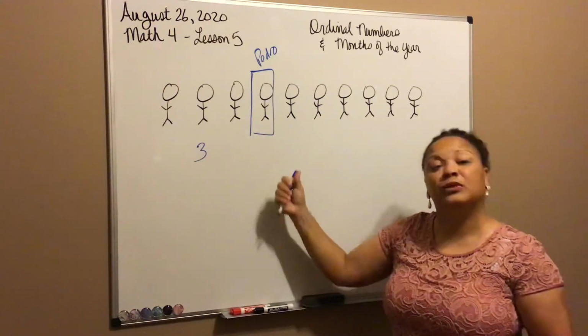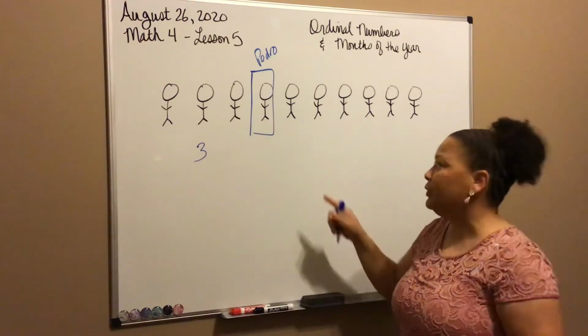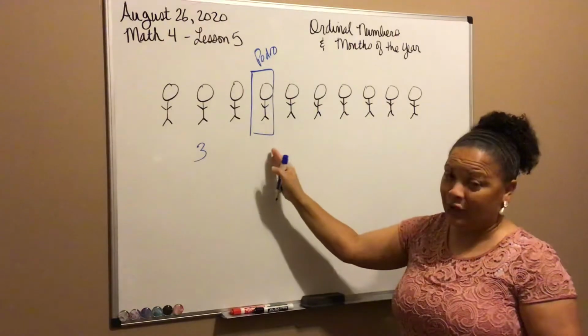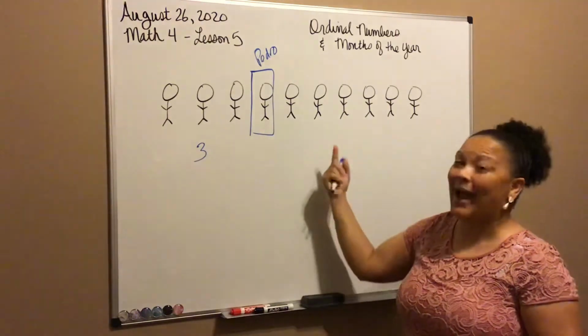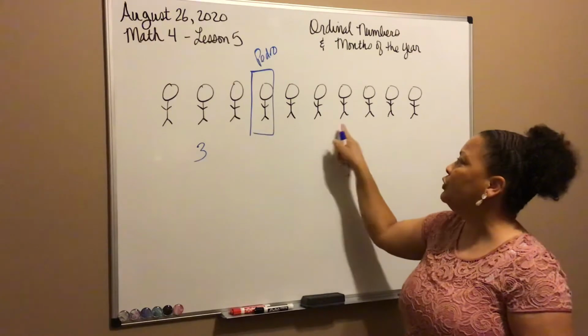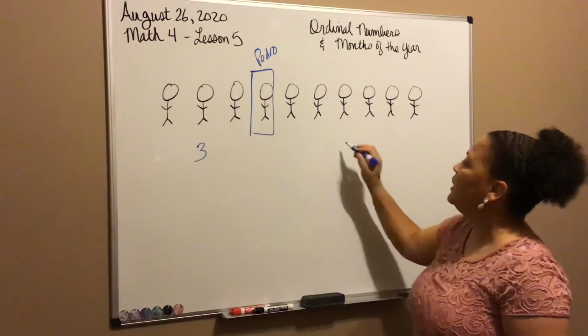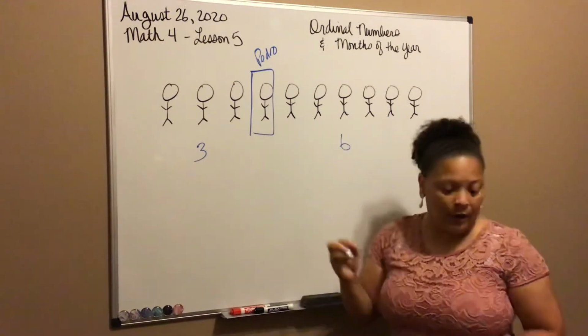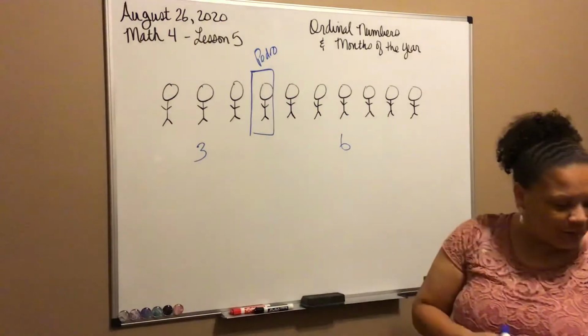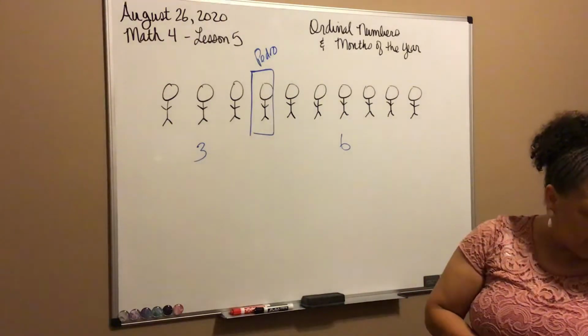Now, how many students are after Pedro? We do not count Pedro again. So how many are after him? 1, 2, 3, 4, 5, 6. There are 6 students or children after Pedro, or behind him.